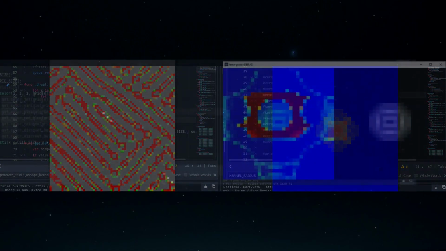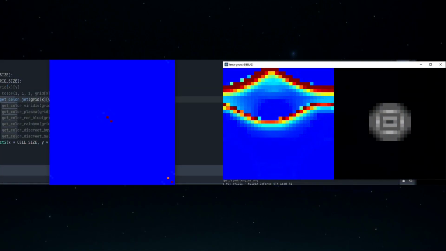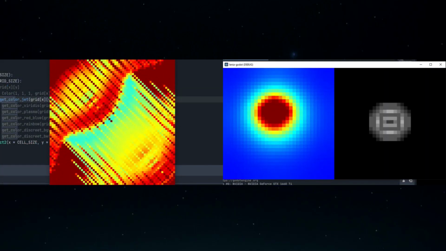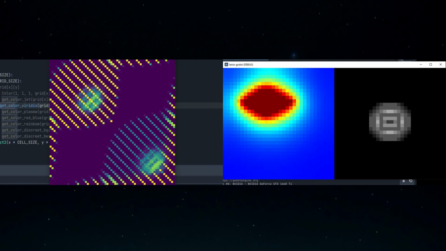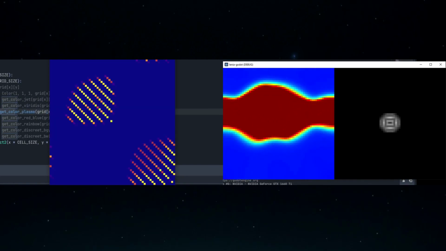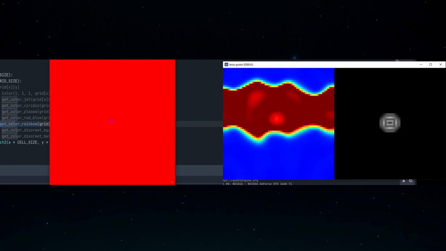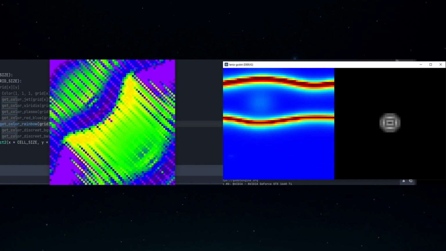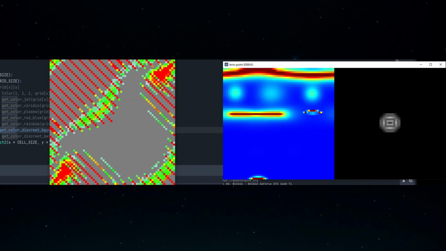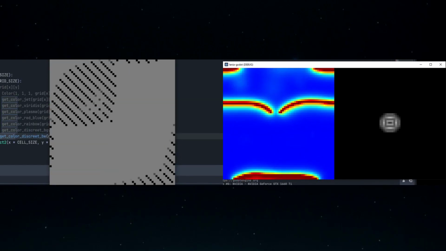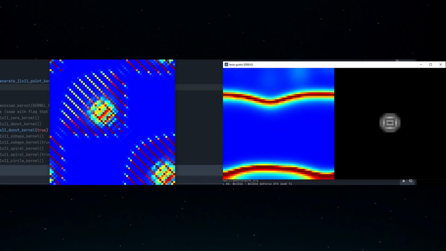Lenia introduces the idea of kernels, mathematical functions that dictate the growth and behavior of cells. This makes the patterns more fluid and organic compared to the rigid structures of the game of life. In my early experiments, I played around with different color schemes like grayscale, red-blue scale, jet, and plasma. Each scheme brought a unique visual appeal to the evolving patterns.